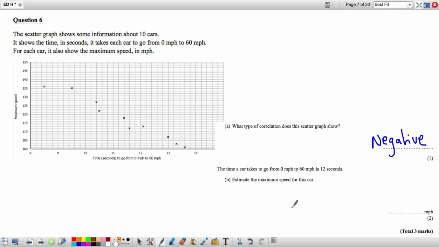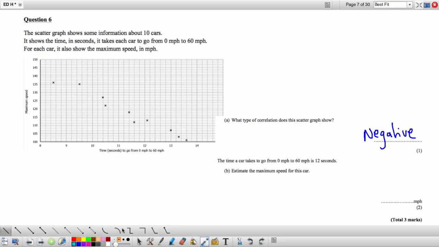A car takes 12 seconds to go from 0 to 60. We're asked to estimate the maximum speed. To do that, our first step is to draw a line of best fit. So a line that goes approximately, roughly, through the middle of these points, and a similar number of points above and below the line. So your line needs to be drawn roughly here as shown on the screen.